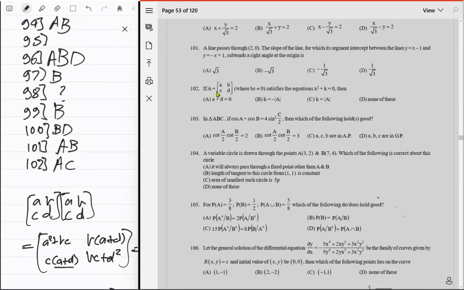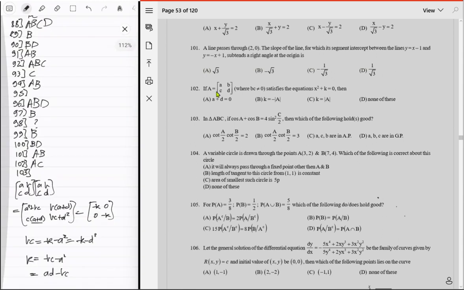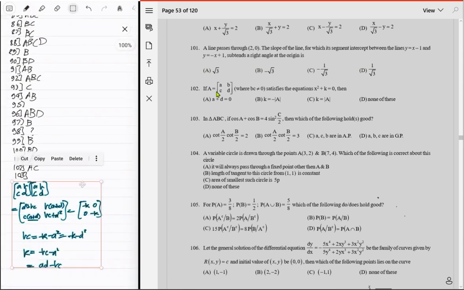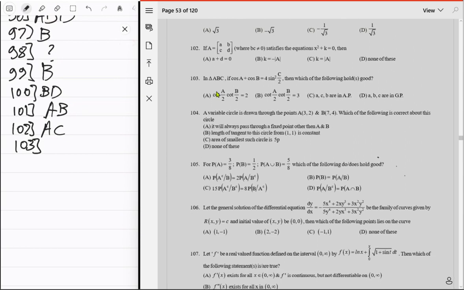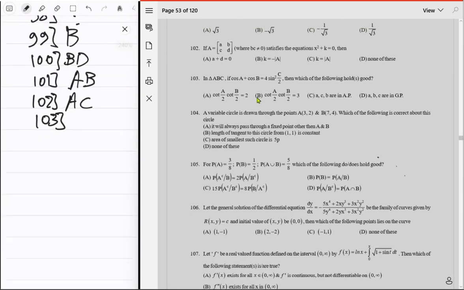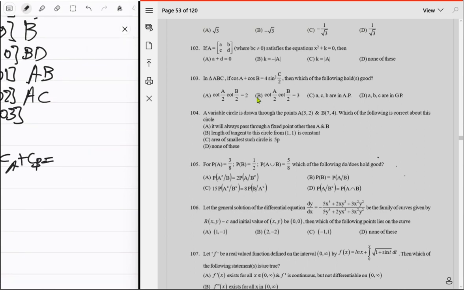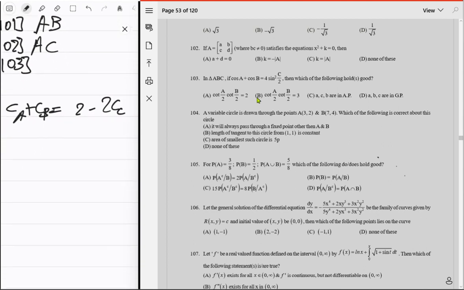Next question. 103. In triangle ABC, if cosine A plus cosine B equal to this thing, which of the following holds good. Okay, change this, like cosine A plus cosine B is equal to 2 times, okay, it's like 2 minus of 2 cosine of C, right? Add cosine C over there or something, I don't know, that doesn't look correct to be doing. Some other way.